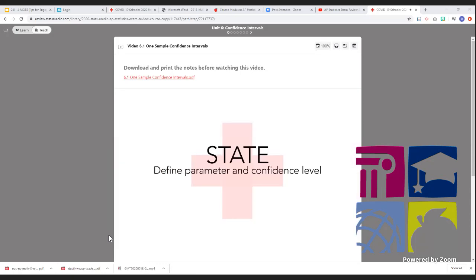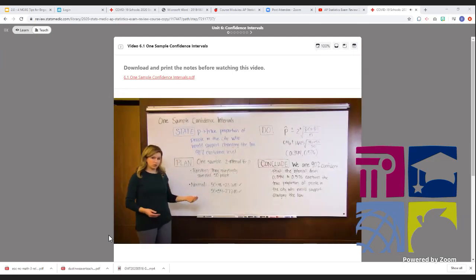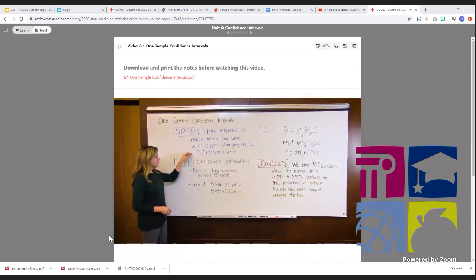So in the state portion, I'm going to begin by, again, identifying my parameter. Now this one is for p, the true proportion, as opposed to the mu on the last example. When defining your parameter, if you're ever unsure what to put, an AP exam tip is to usually look at the question, and wherever they've asked you to write a confidence interval, you can usually find your parameter stated right after that. Then we've also identified our confidence level.